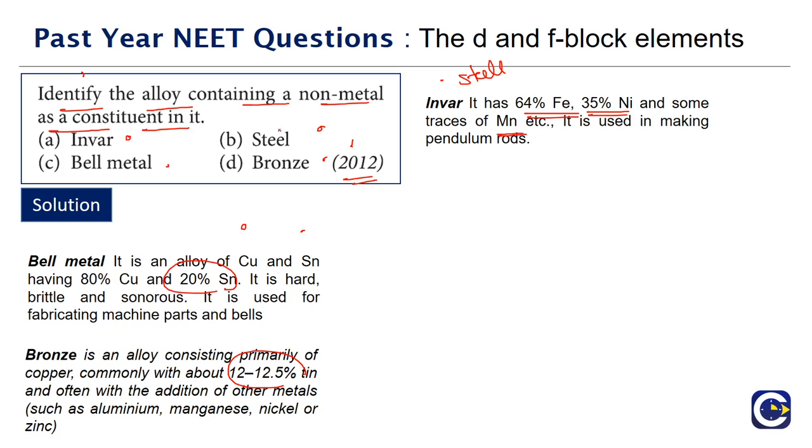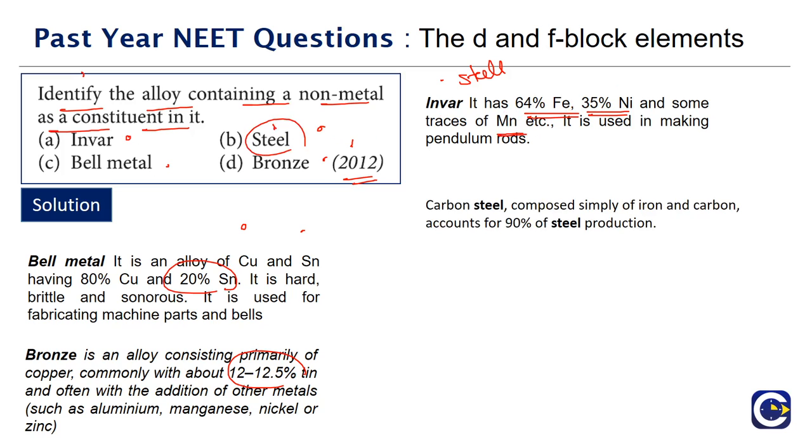When we generally say steel, we are referring to carbon steel, because carbon steel accounts for the major production of steel. Other steels we give a particular name, like invar. So when we generally say steel, it refers to carbon steel, which contains carbon along with iron. The one that contains a non-metal as a constituent is basically steel. The correct answer for this is option B.